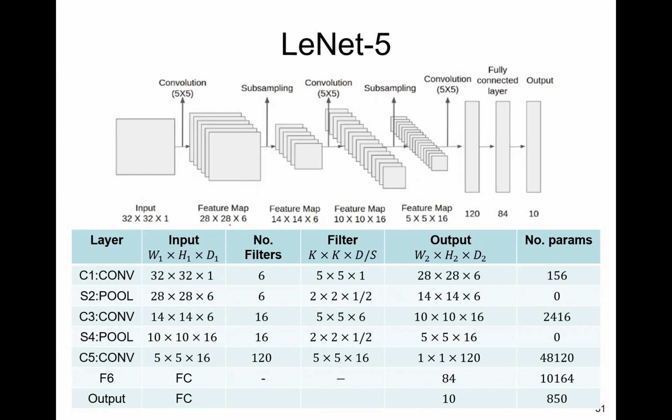Convolution 5 by 5, get output feature map 28 by 28 by 6. So feature map and activation map, people use it interchangeably. Subsampling reduces to 14 by 14 by 6. And then another convolution, you get output of 10 by 10 by 16. So here it shows the input, filter, output, and number of parameters in each layer.